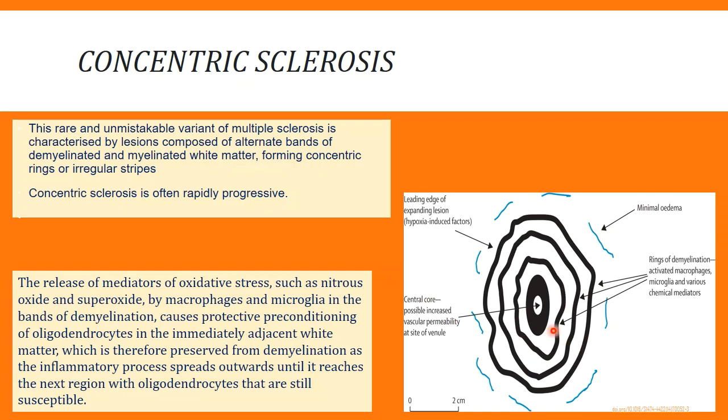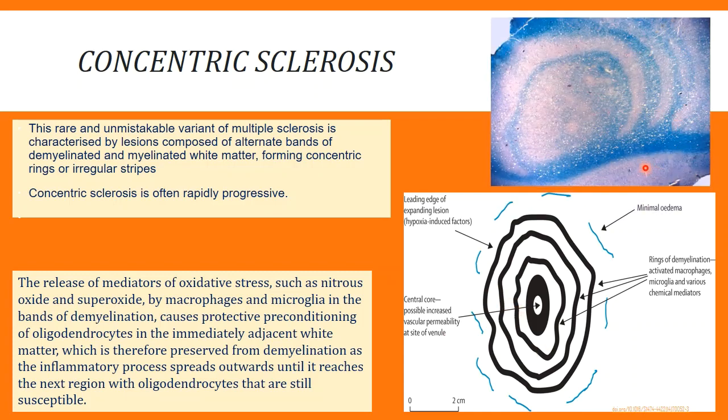Concentric sclerosis often rapidly progresses, and the release of mediators of oxidative stress, such as nitric oxide and superoxides, by macrophages and microglia in the bands of the demyelination causes a protective preconditioning of the oligodendrocytes in the immediately adjacent area, and that results in the characteristic remyelination. So this is the histopathological view of it, and this is the diagrammatic representation.